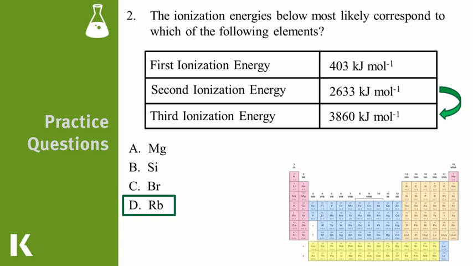The only reasonable explanation for this pattern is that the element must be stable after losing 1 electron, which causes the second ionization energy to be exceptionally high. Therefore, we need a group 1A element, and looking at your periodic table cheat sheet, you should be able to see that rubidium is in this group and is therefore the correct answer.